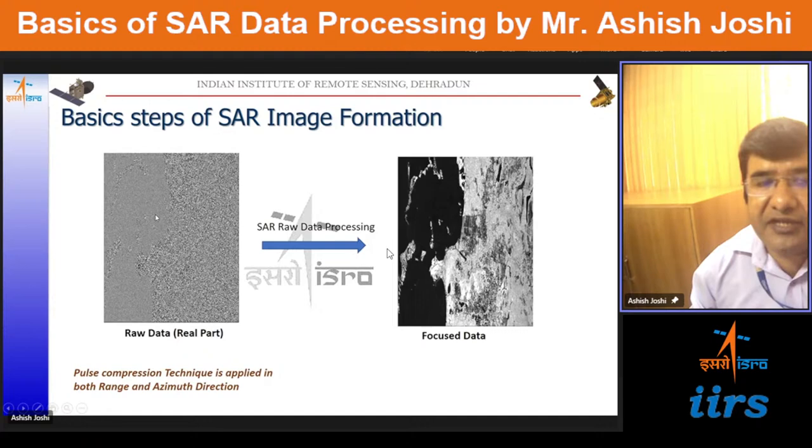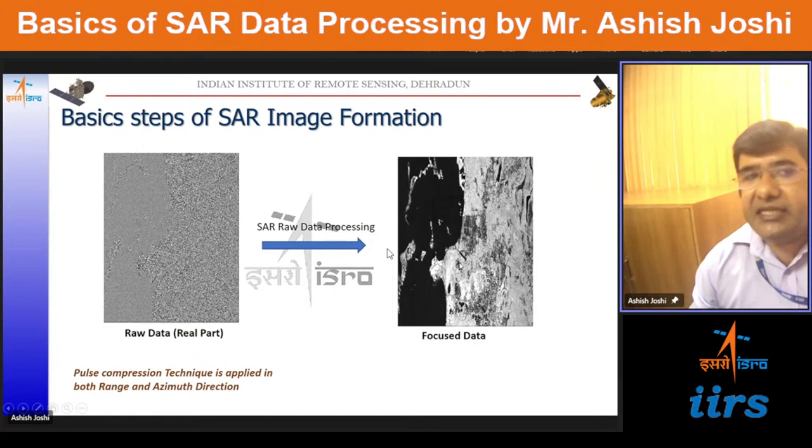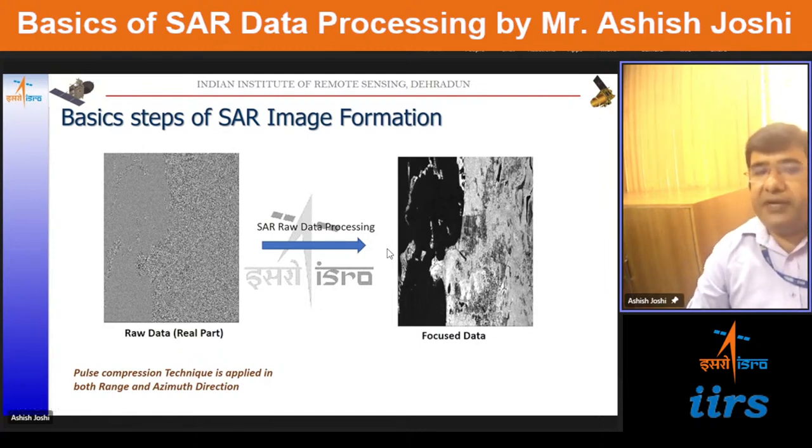You cannot see any feature, we can just see this, which is called the real part of the raw data. As SAR has complex data, we have both channels, the real channel and the imaginary part also. This pulse compression technique is applied in both the range and azimuth direction to focus this data. So this is called the raw data, and after doing the SAR raw data processing, we can get focused data. Okay, so these are the basic steps or basic concepts of SAR image formation.